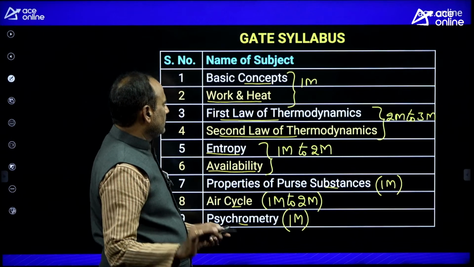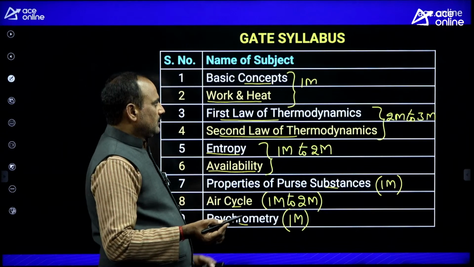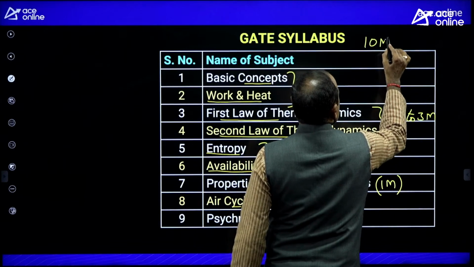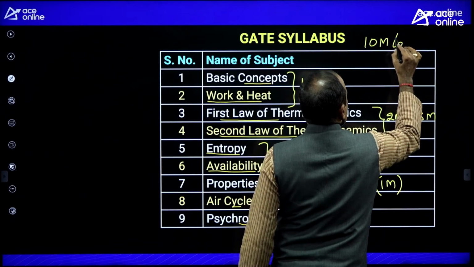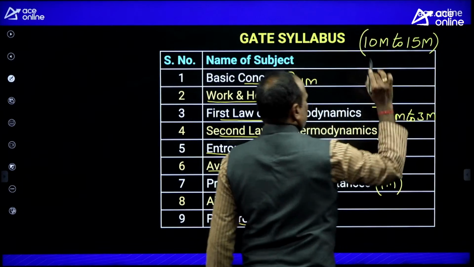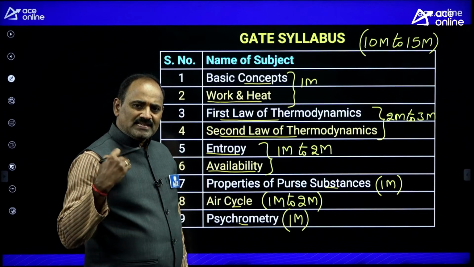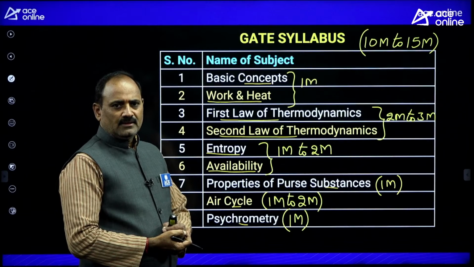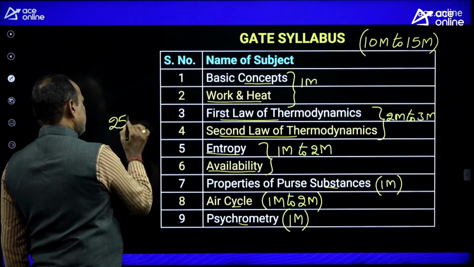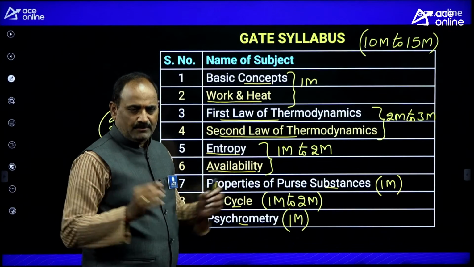That is the weightage of thermal engineering for the GATE exam. Total weightage, 10 marks minimum can be expected, maximum 15 marks. Whereas for the ESE exam, in the prelims, a minimum of 25 questions can be expected from thermodynamics.